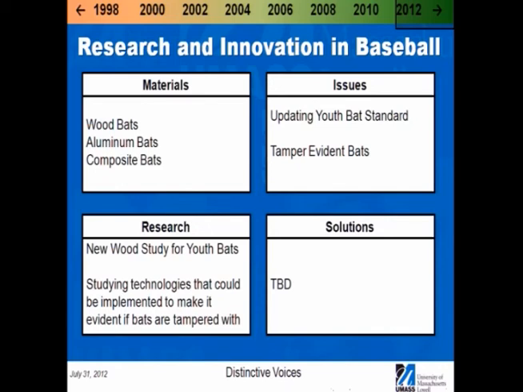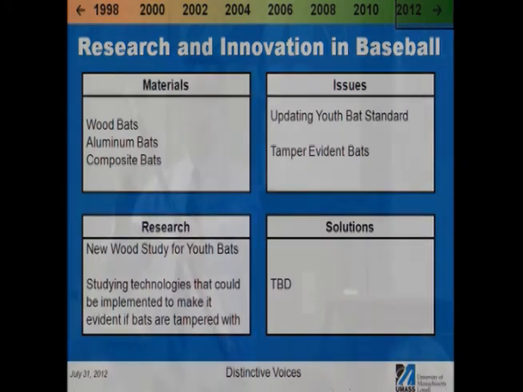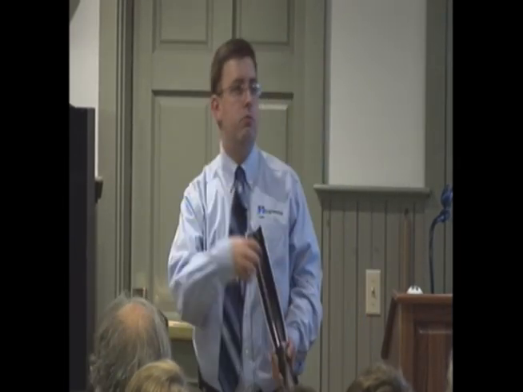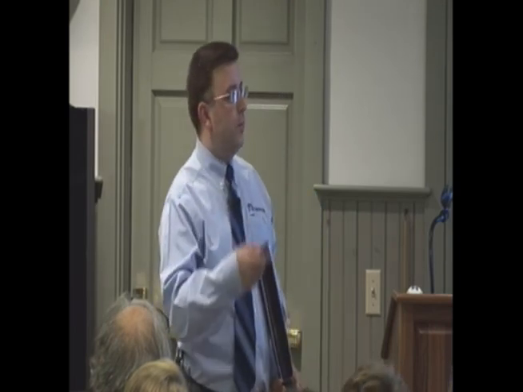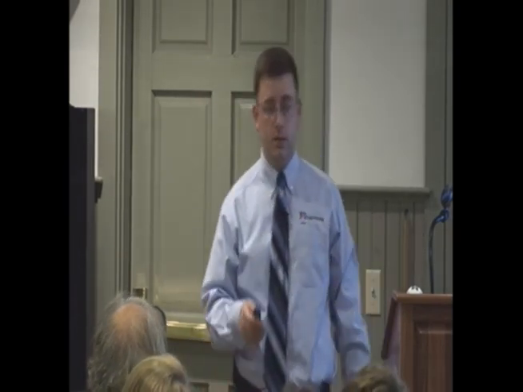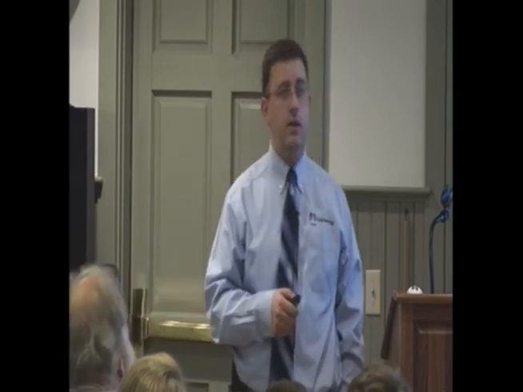So we talked about the fact that as a bat becomes more flexible, its performance increases. Well, what some people would do is they'd take out the end cap and shave down the inside of the bat, or break down the inside of a composite bat, or remove structural components. The NCAA and the High School Federation know that they can't necessarily stop people from doing that, but they want to make it evident that the bat's been tampered with.